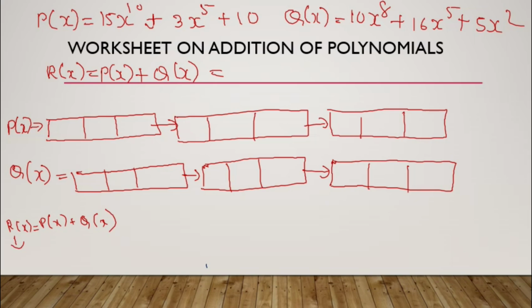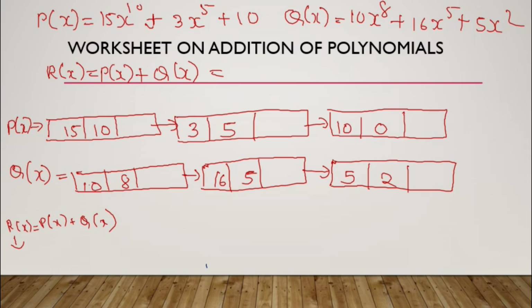So let us see how to do the add first of all. Students, we will have p pointing here. Let us fill the values of p first. We know that 15 is a coefficient, 10 is the exponent, and 3 is a coefficient, and 5 is an exponent, and 10 is a coefficient, and 0 is the exponent. And here we have 10 as a coefficient and 8 as an exponent, 16 is a coefficient and 5 is an exponent, and for the last term, 5 is a coefficient and 2 is an exponent.